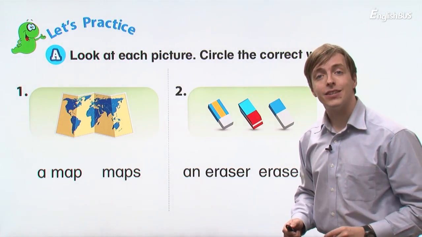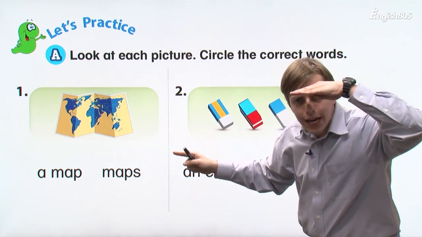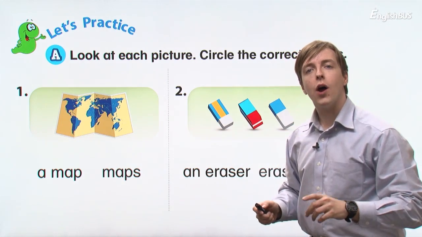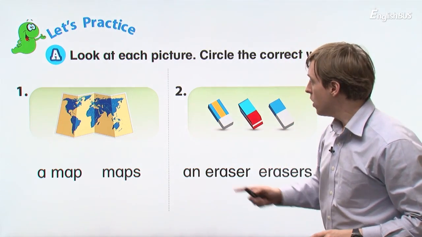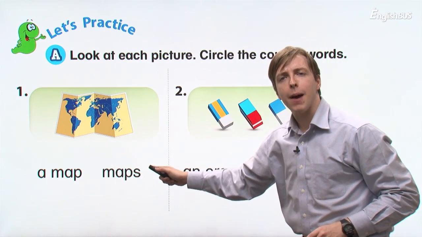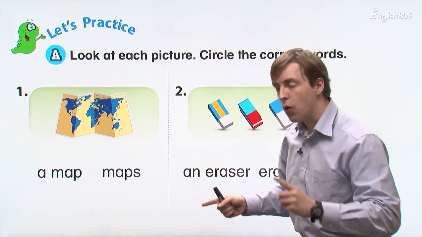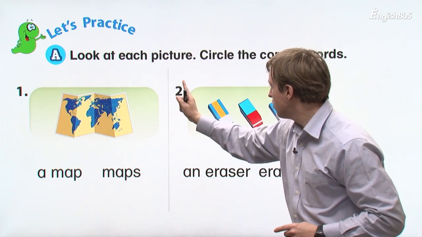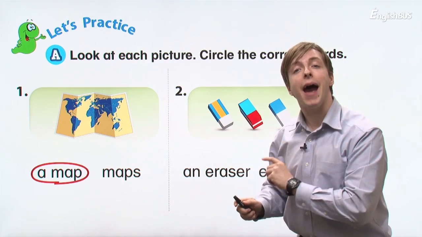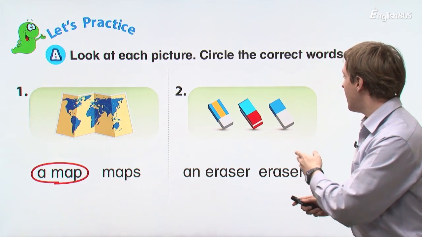Let's practice this together. So it says, look at each picture, and draw a circle around the right word. So here we have, is it a map or maps? How many do you see? Well, let's count them. There's 1, 2, only 1. So it is a map. One map.